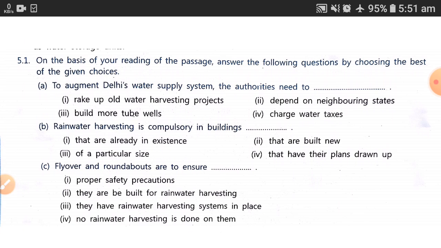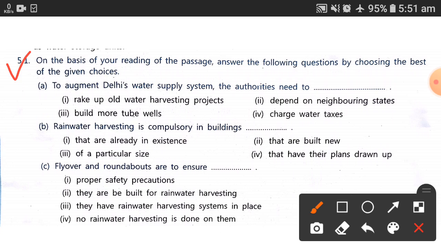Now note down first the questions that will be attempted with the help of the following paragraphs. Here is the question, note down 5.1. On the basis of your reading of the passage, answer the following questions by choosing the best of the given choices. There are three questions, A, B, C, and these questions have four options, and you have to choose the most appropriate option for the particular gap.